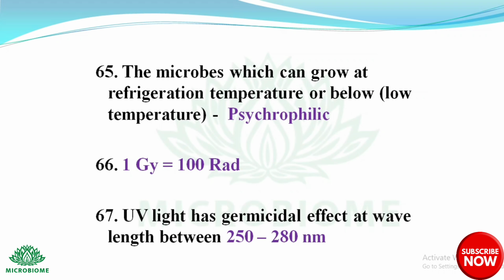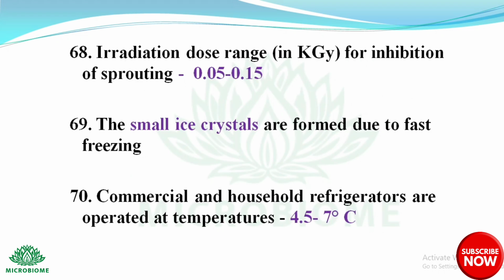And 1 gray is equal to 100 rad. UV light has germicidal effect at wavelength between 250 to 280 nanometer. Then the irradiation dose range in kGy for inhibition of sprouting is 0.05 to 0.15. Next, small ice crystals are formed due to fast freezing. Commercial and household refrigerators are operated at a temperature of 4.5 to 7 degrees Celsius.